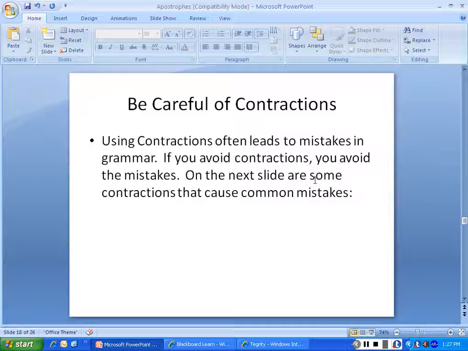Be careful of contractions. Using contractions often leads to mistakes in grammar. If you avoid contractions, you may avoid these mistakes as well. On the next slide are some contractions that cause common grammatical mistakes.